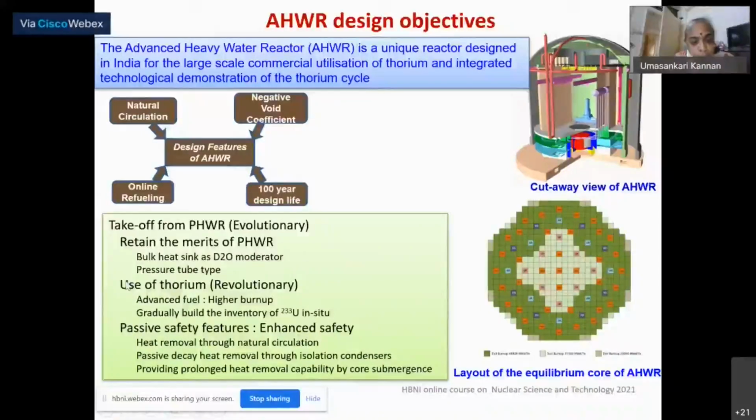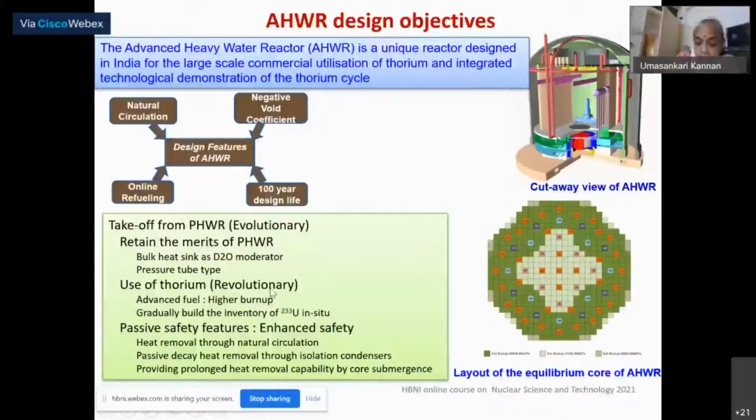And thorium is being used, which is for the first time we will be using, so it's an advanced fuel. Thorium is not fissile, so it has to be mixed with some fissile element. In this case, we have mixed it with plutonium initially, and in the equilibrium, uranium-233 is already being produced. And there are some enhanced safety features which we have designed. So this is a typical layout of a core of the AHWR.